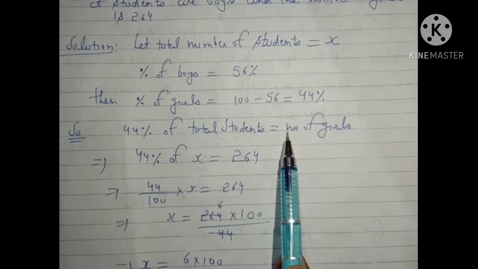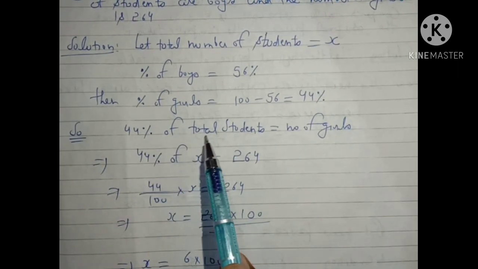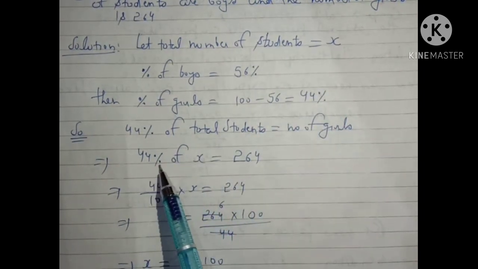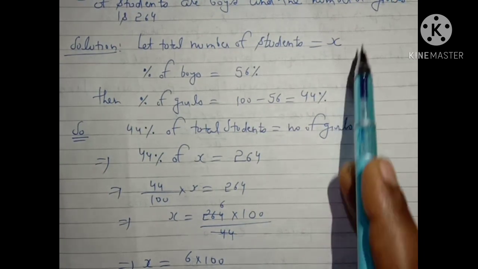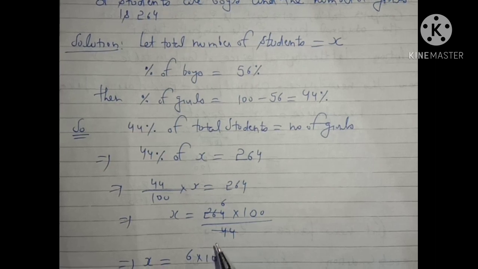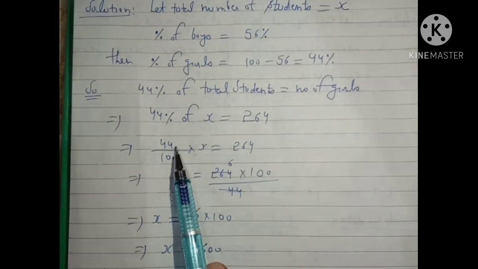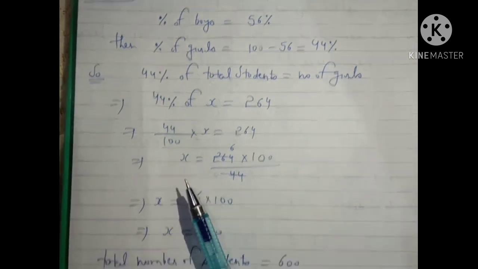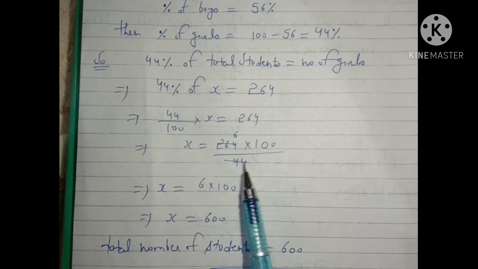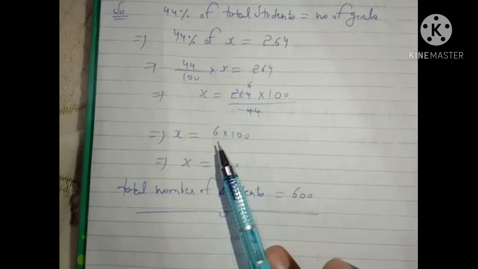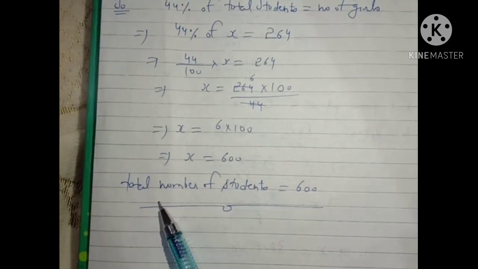With the help of this equation now we can solve. 44% of the total students is X. We had just supposed that the total number of students is X. So 44% of X is equal to the number of girls. The number of girls is 264. So now we have to solve this equation: 44 over 100 into X is equal to 264. Then after rearranging it will become X is equal to 264 into 100 over 44. After cancellation it will become 6, and 6 into 100 is 600. So X is equal to 600. So the total number of students is 600. So this is the solution.